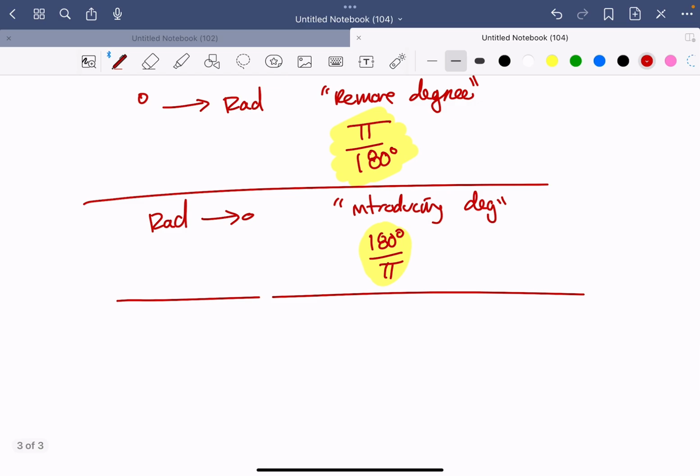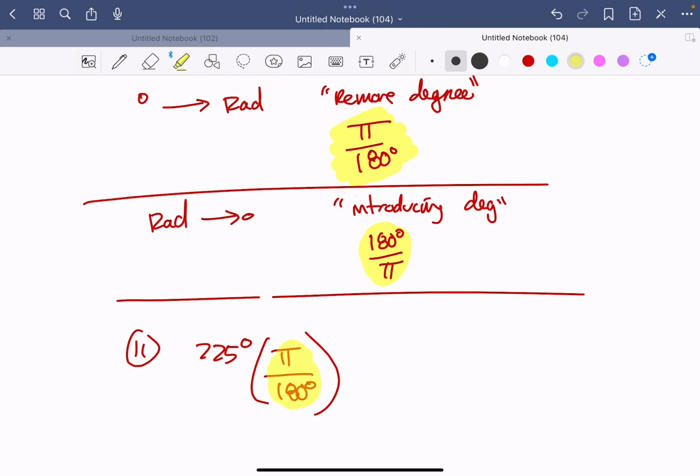So the first one is number 11. If it's 225 and you want to turn it to radians, well, then I want to remove degrees. So my well-chosen one is pi over 180. Notice the degrees cancel out nicely. So we're happy. So we get 225 pi over 180, right? So we're going to leave the pi there and get comfortable with that. Even though it doesn't feel like it's closed, it really is, I promise.